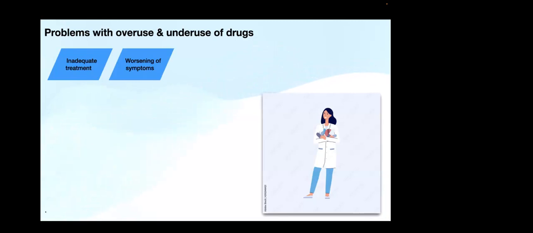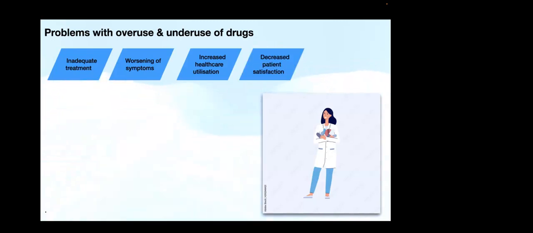The second is worsening of symptoms, or disease progression. When medications are underused, symptoms may persist or worsen. The third is increased healthcare utilization. Underuse of medication can result in increased healthcare utilization, including more frequent doctor visits, more frequent hospitalizations, more emergency room visits, etc. Next is decreased patient satisfaction. When medications are underused, patients may experience dissatisfaction with their treatment because they are not recovering. So this can result in decreased patient engagement.